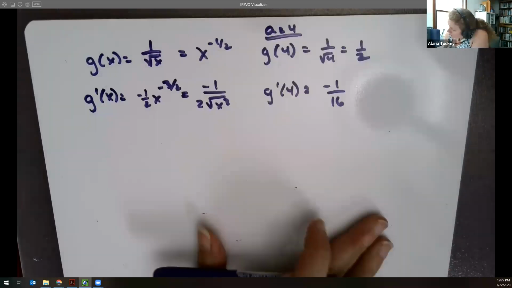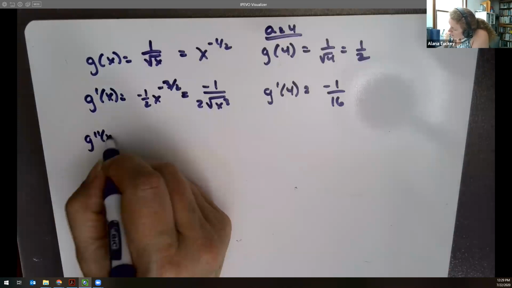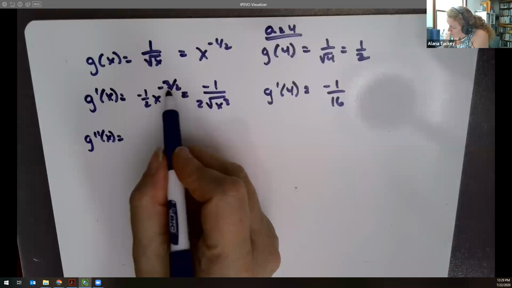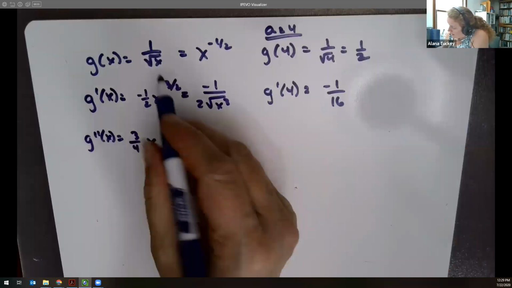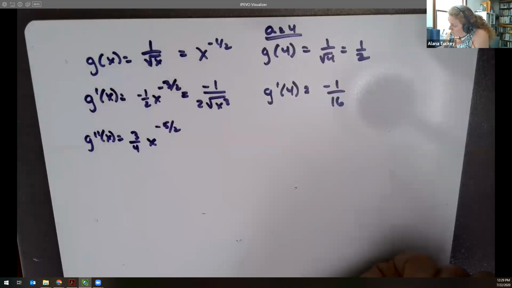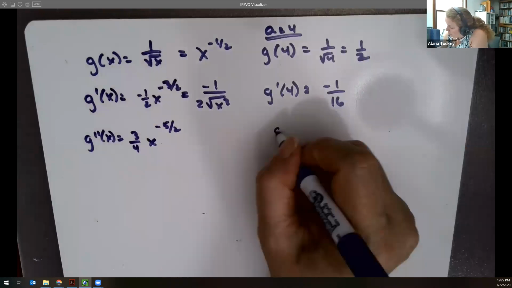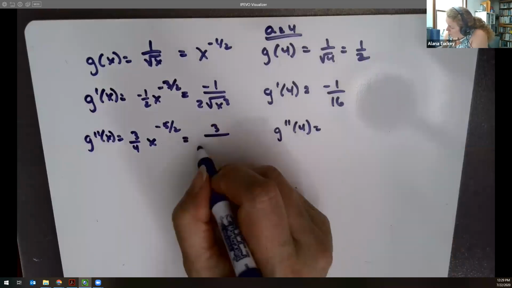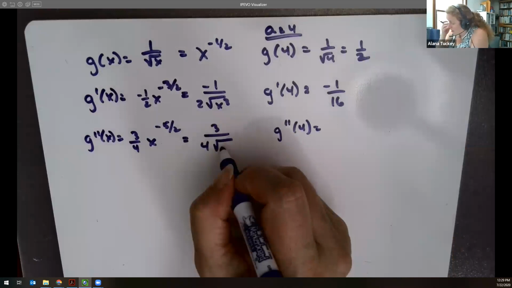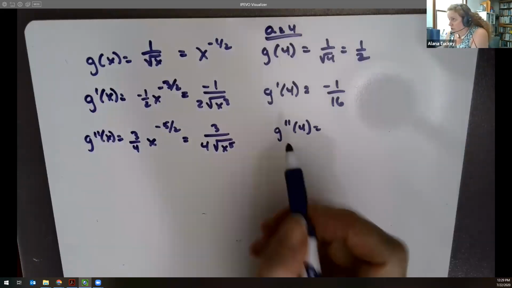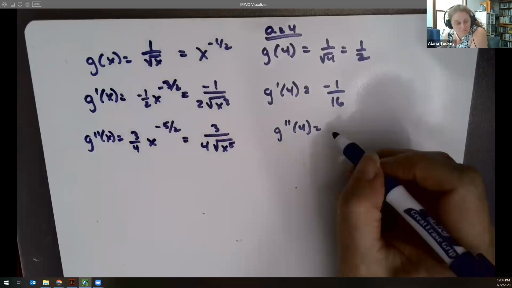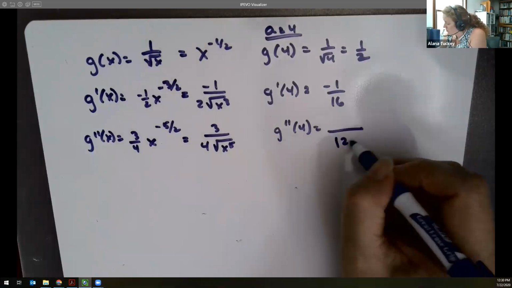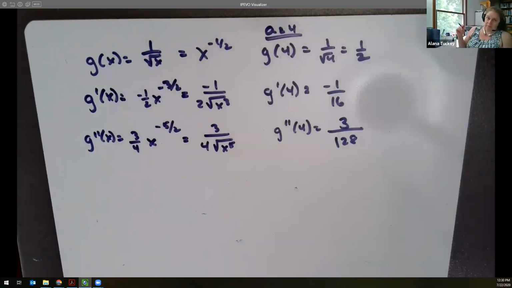And then g double prime of x would be, bring the 3/2 down. So 3/2 times a half makes 3/4 x to the negative 5/2. Okay, and then g double prime of 4 would mean I'm putting 4 into this. So if I rewrite this, it's 3 over 4 square root of x to the 5th, like that. Square root of 4 is 2. 2 to the 5th is 32. 32 times 4 is, oh, actually, I don't know, 128. I was going to say 64, and that was wrong. It's 128. So it's 3 over 128, like that.